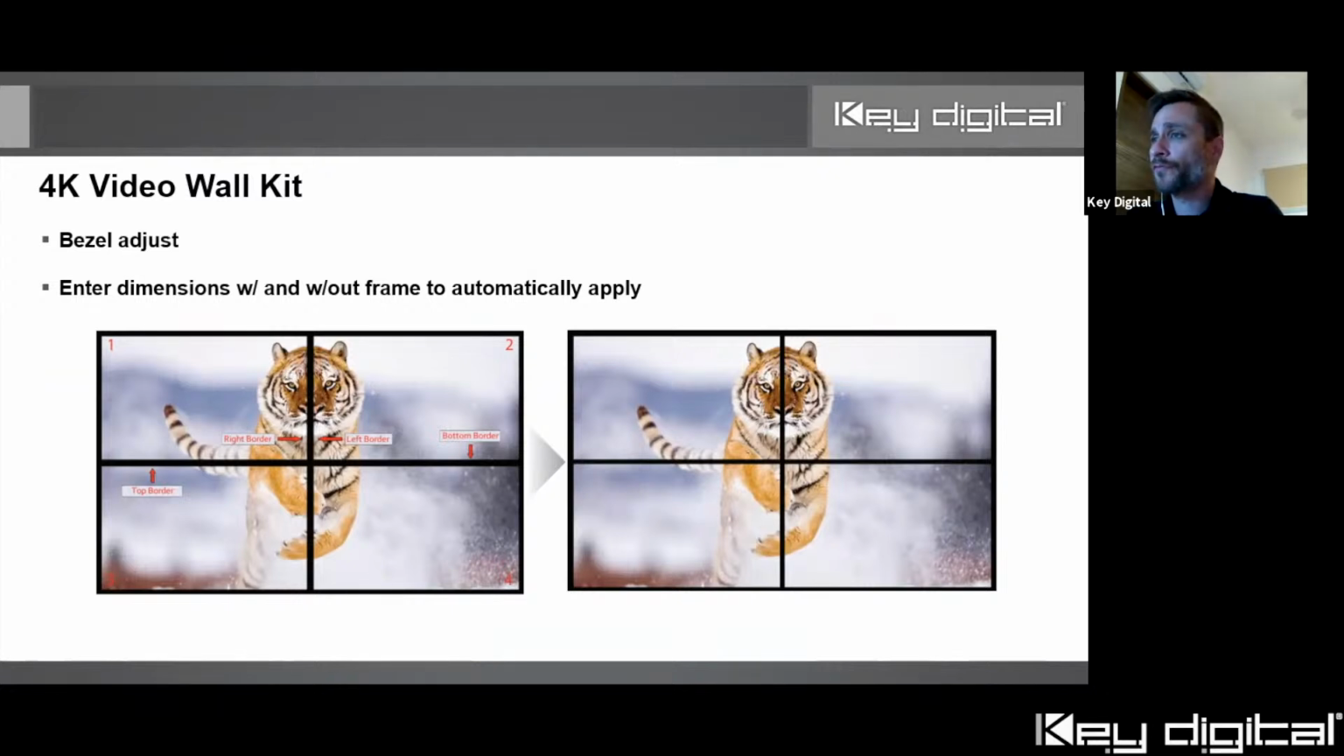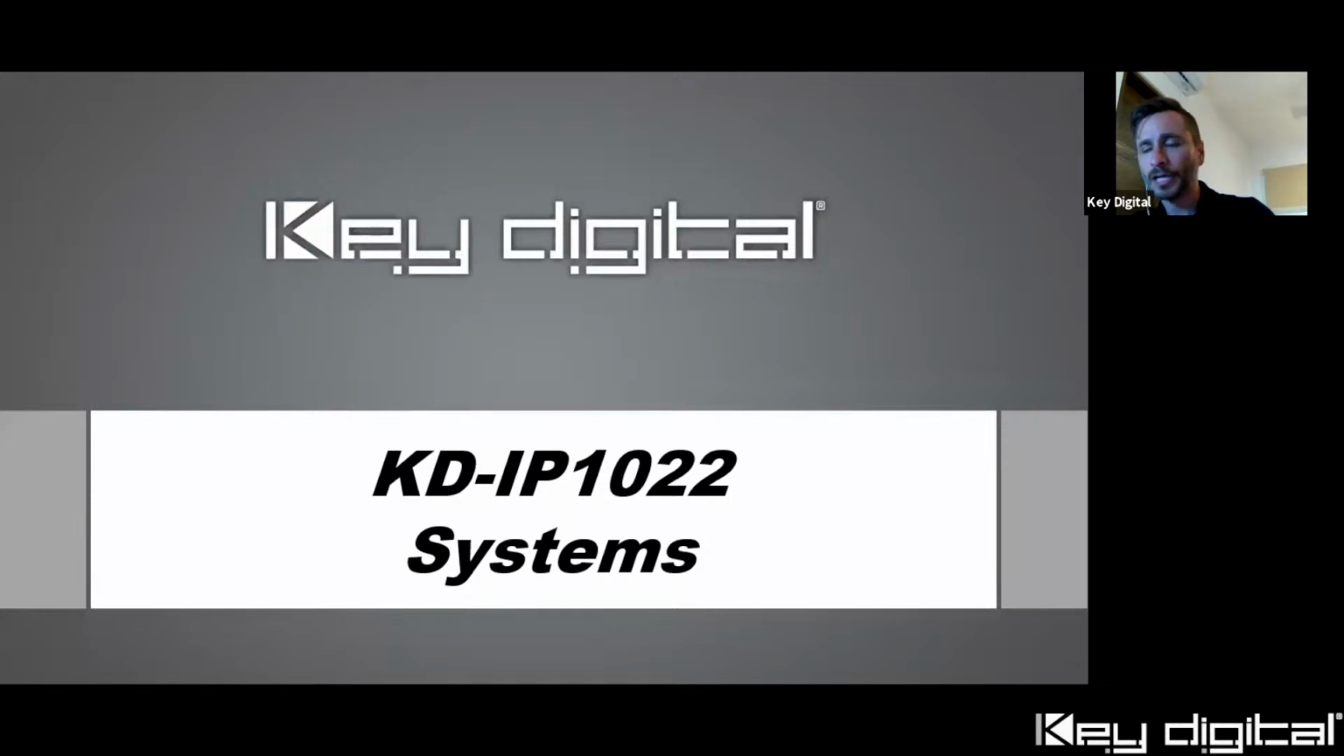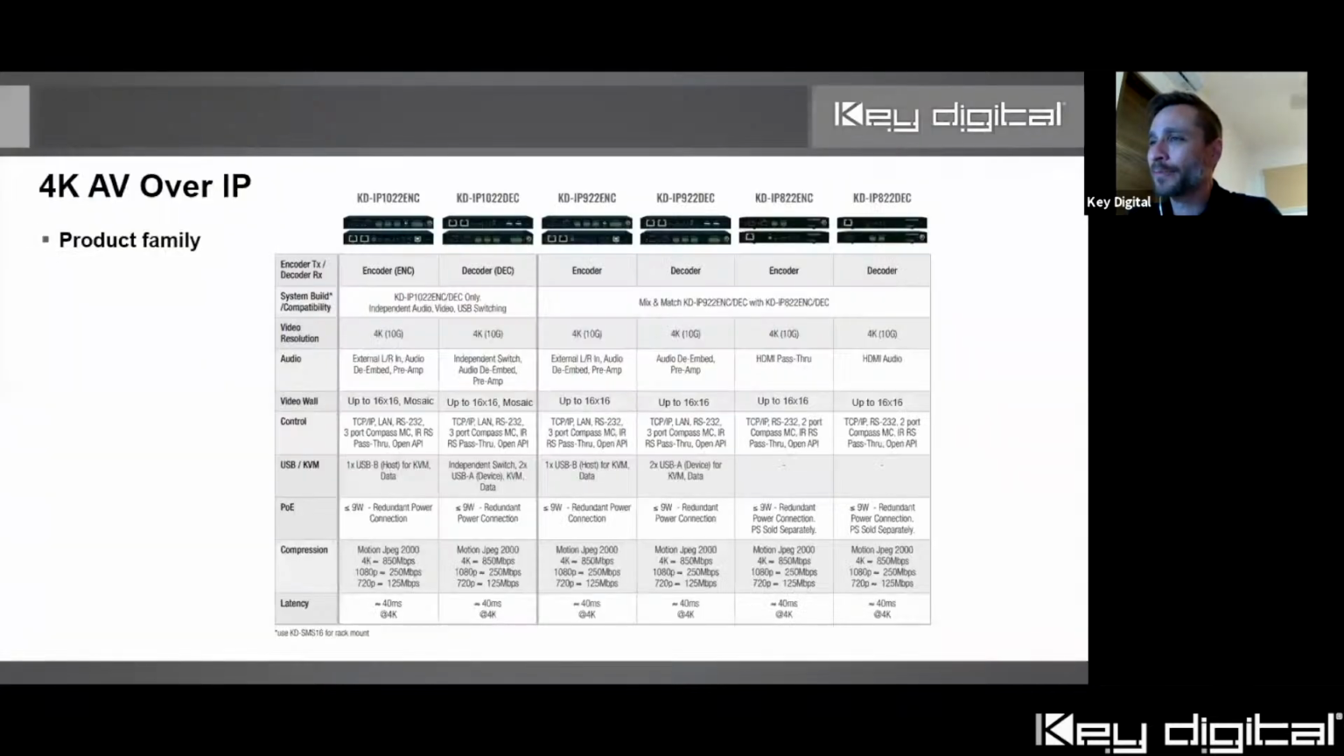We have a really cool feature for bezel adjustment in our system, where you essentially just enter the dimensions of width and height of the screen with bezel and without bezel, and we automatically apply those adjustments. So now the 822s and 922s, they could mix and match in a system, right? We rewind the tape and we remember that.